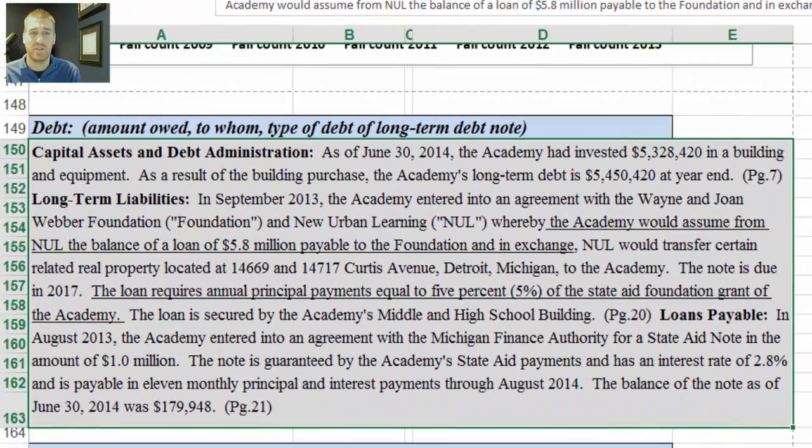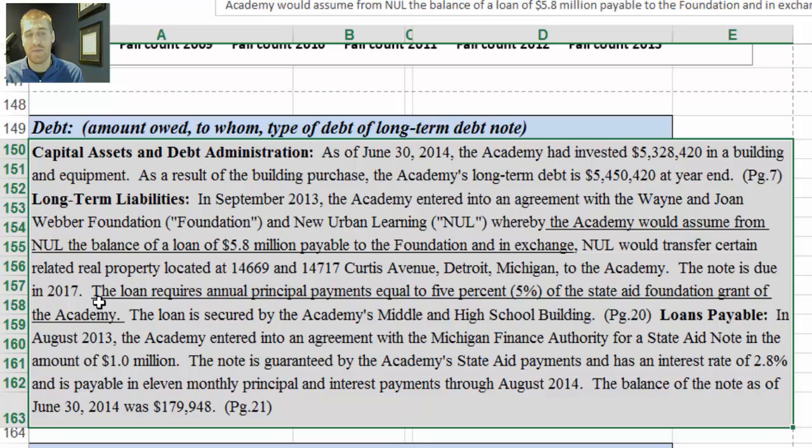Then this year it said the Academy would assume from New Urban Learning the balance of a loan of $5.8 million payable to the foundation. In exchange, New Urban Learning would transfer certain real estate property, so the building, and then it says the note is still due in 2017.